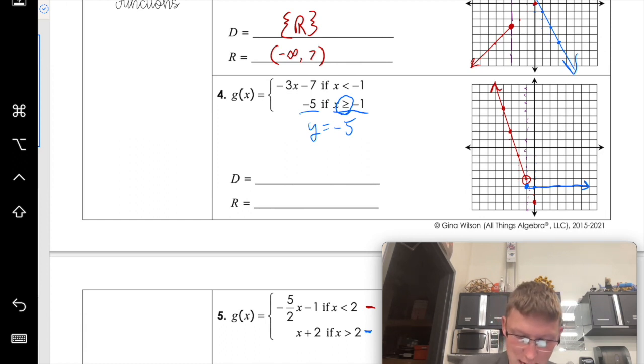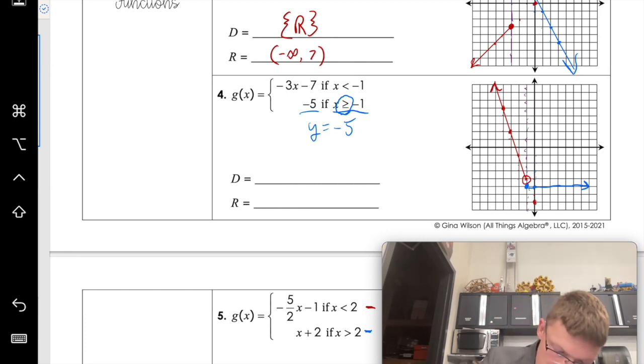This part right here is where things can get a little strange. This time, since that value is included in one of them, it is in fact going to be all real values. So that's fine, that works. Sometimes though, when both of these are open circles, there might be an exception where that value is not counted. So our domain is all real numbers.